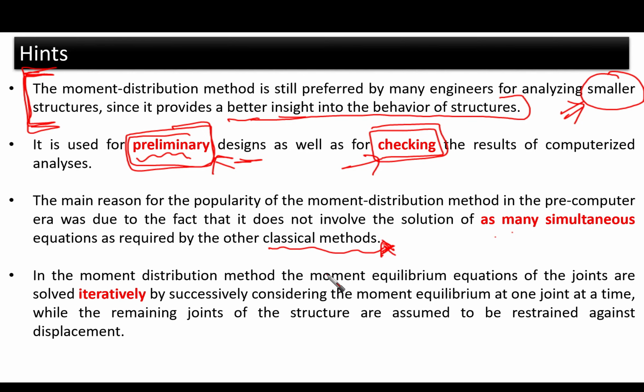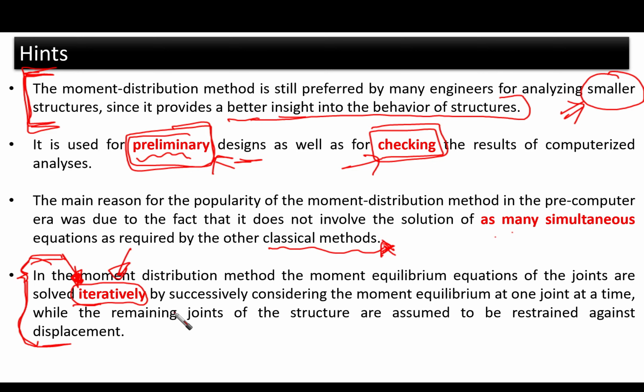In the moment distribution method, the moment equilibrium equations of the joints are solved iteratively, and this is the key word here. If you want to highlight the main keyword related to moment distribution, we can just say that it is an iterative method, which is very appealing and attractive for engineers. By successively considering the moment equilibrium at one joint at a time, while the remaining joints of the structure are assumed to be restrained against displacement. So this is how it works actually, and how the procedure itself goes based on the iterative method, as we are going to see.